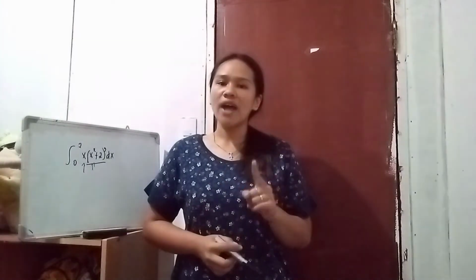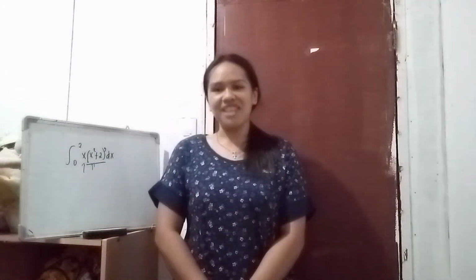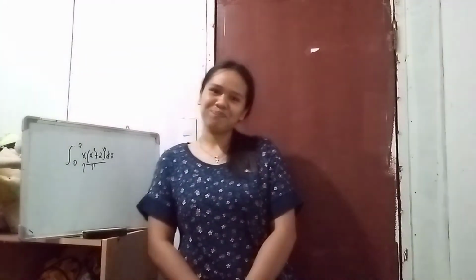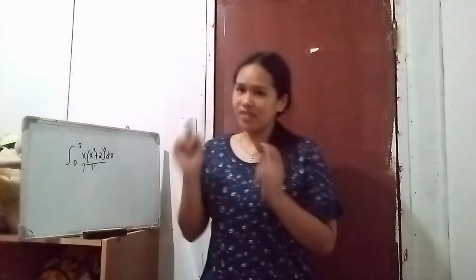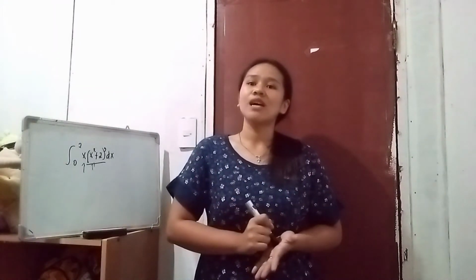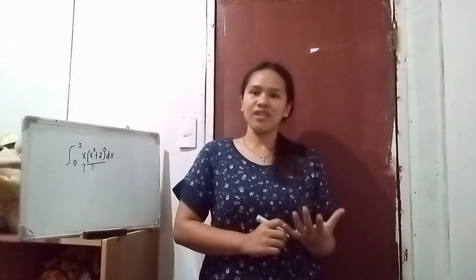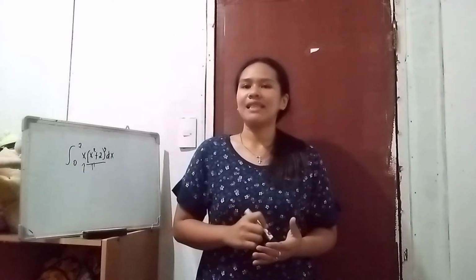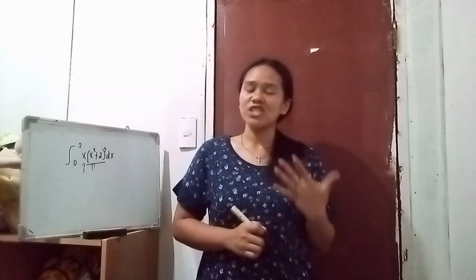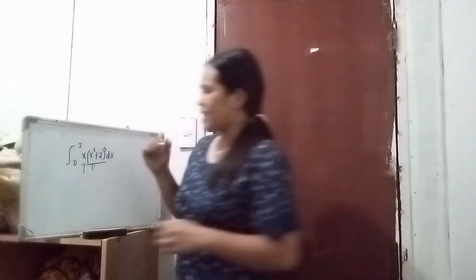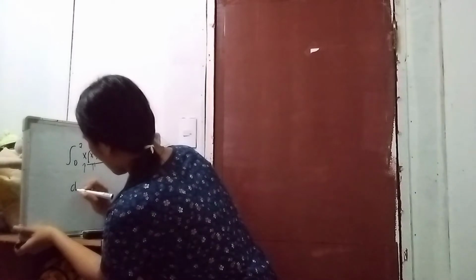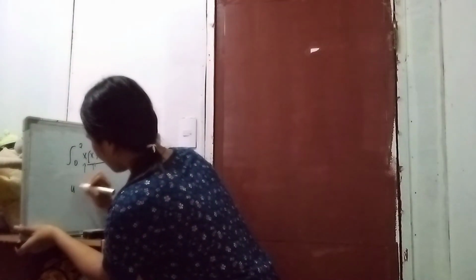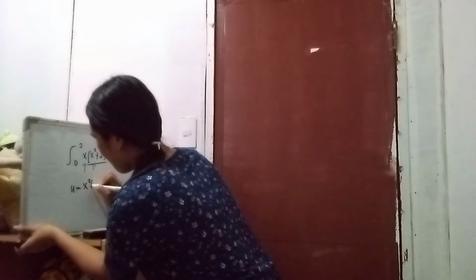That's our clue. That one thing might make a good u, and then the derivative of it might be the other part of the integrand. So when you have one thing and approximately its derivative, try substitution. So watch this: u is equal to x squared plus 2.